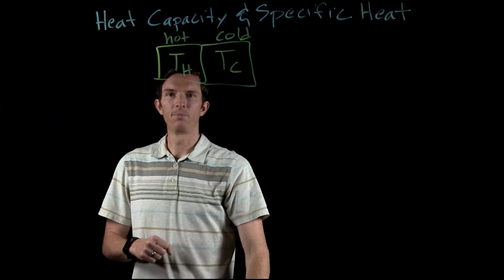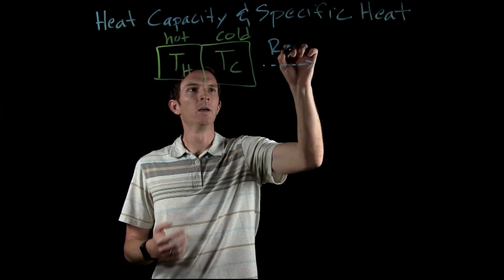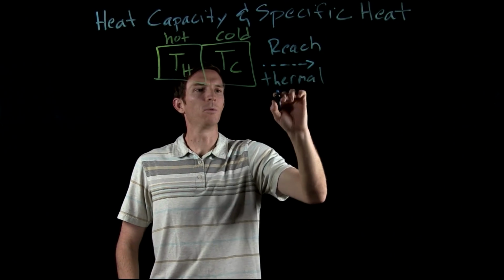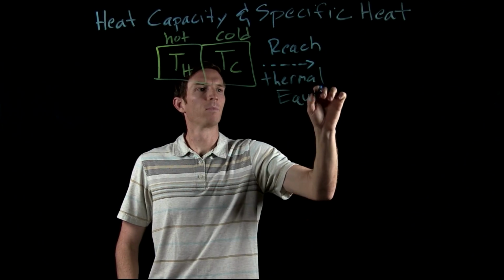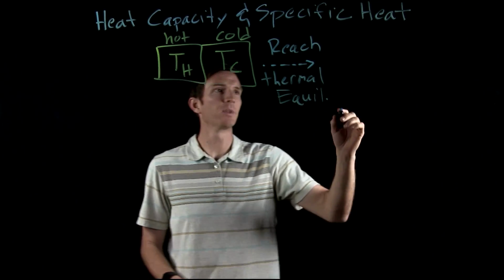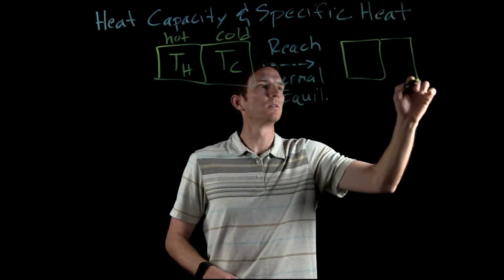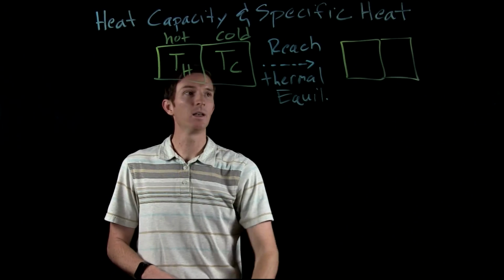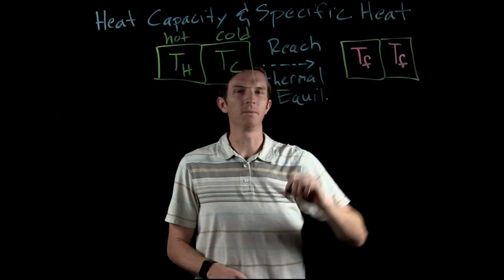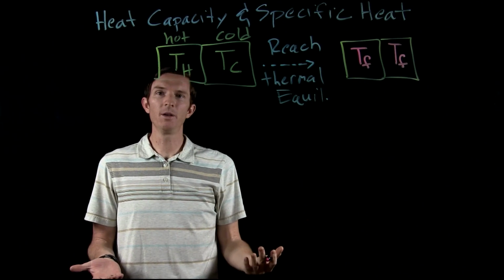We can measure temperature. After some time, they are going to reach what we call thermal equilibrium. Thermal equilibrium is just a special way of saying they end up at the same temperature. So now we see we have our two objects, one that was cold and one that was hot, and now they end up at the same temperature. Again, two values we can measure.